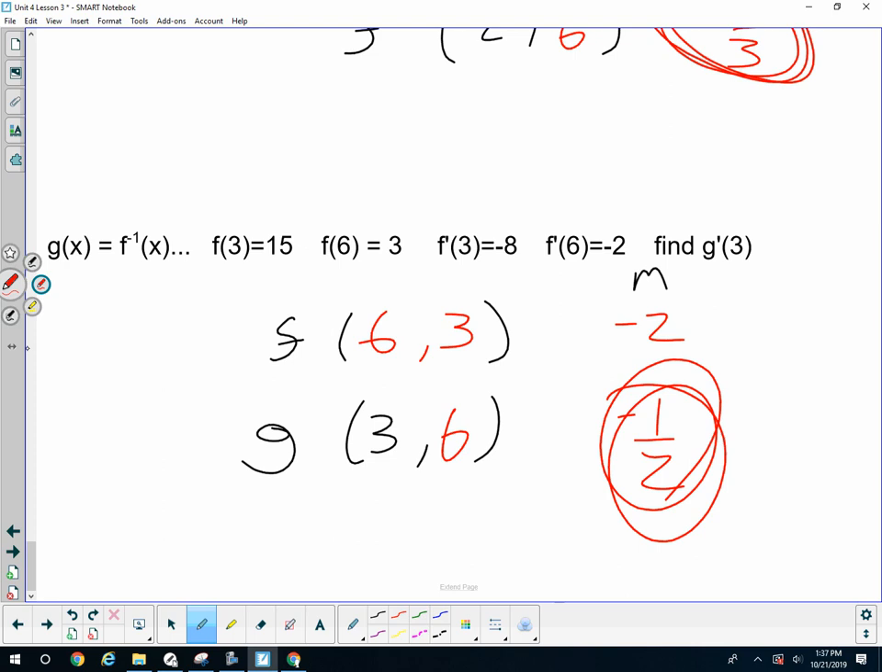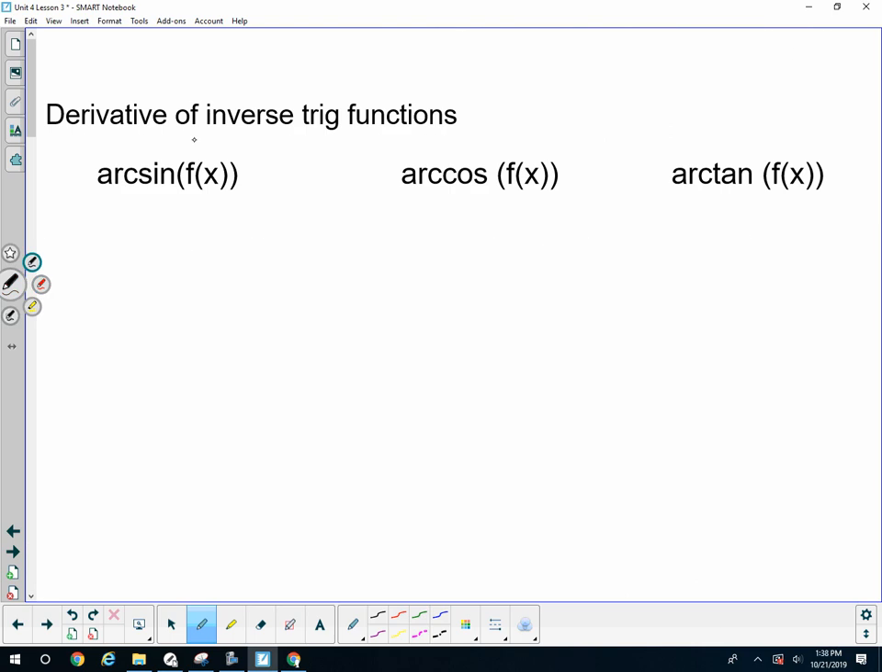Unfortunately, and I apologize for this, there are other ways to do these. However, I wouldn't recommend it. We need to know the tangent slope generators for inverse trig functions. Arc sine can be written as sine inverse, arc cosine cos inverse, arctangent tan inverse. These are the inverse functions for sine, cosine, tangent.